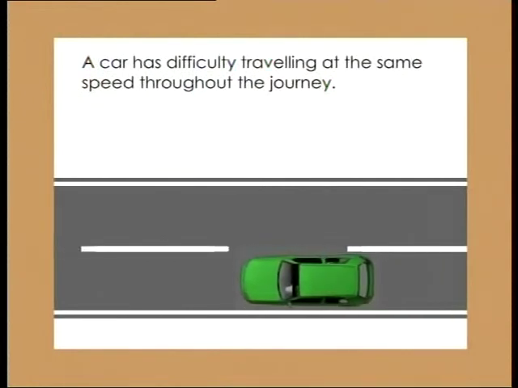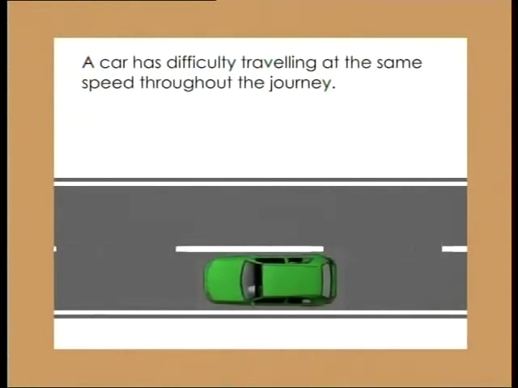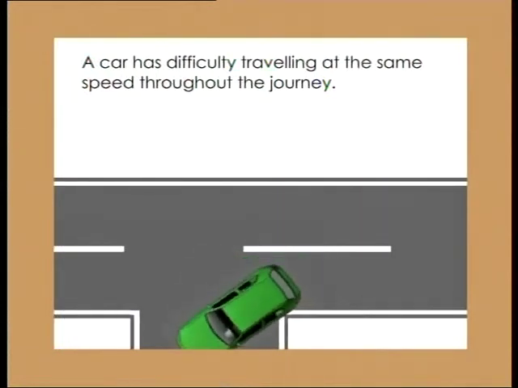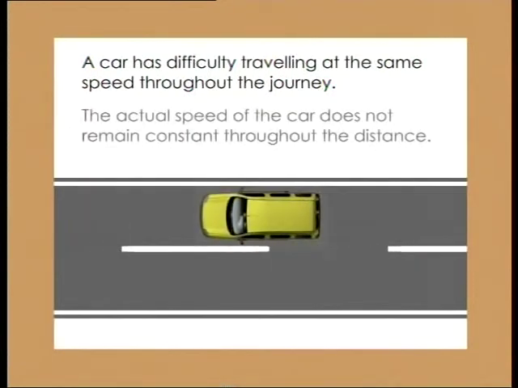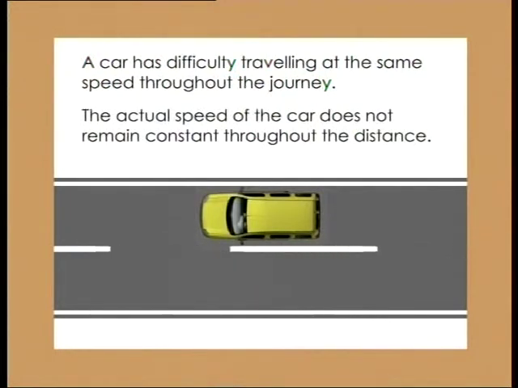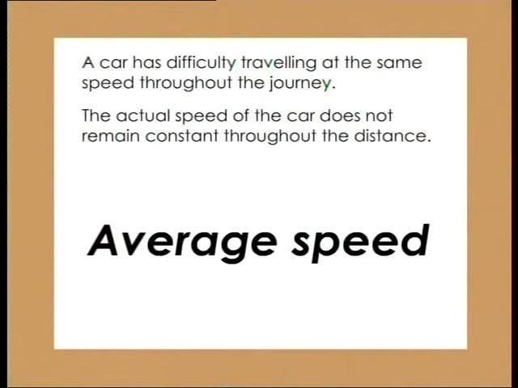In a real situation, a car has difficulty traveling at the same speed throughout the journey. For example, the car may slow down upon reaching a junction or may speed up when traveling along a straight road. This means that the actual speed of the car does not remain constant throughout the distance. Thus, the calculated speed is not the exact speed of the car. It is the speed at which we assume the car is traveling at every instance throughout the journey. This is called average speed.